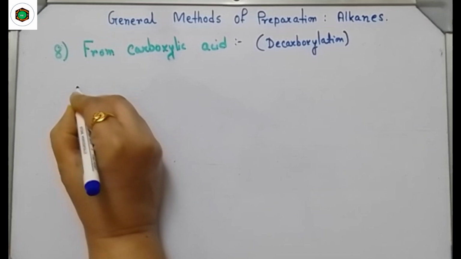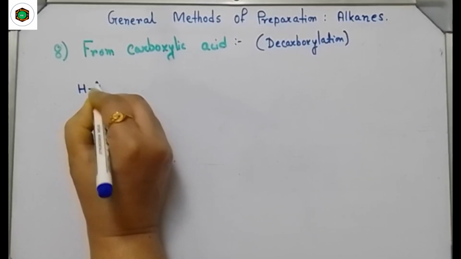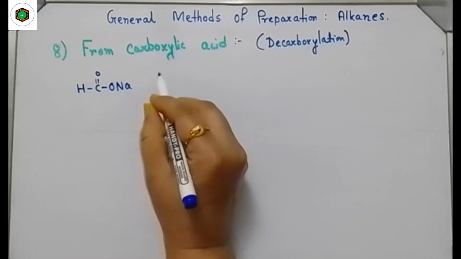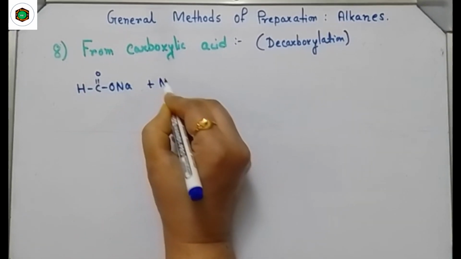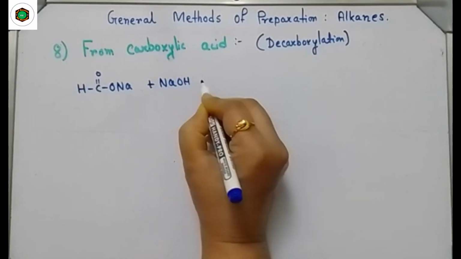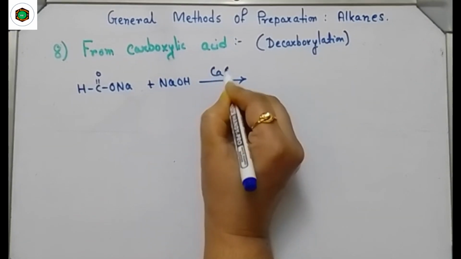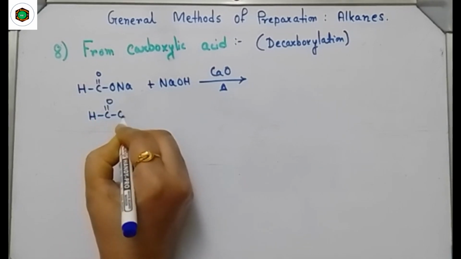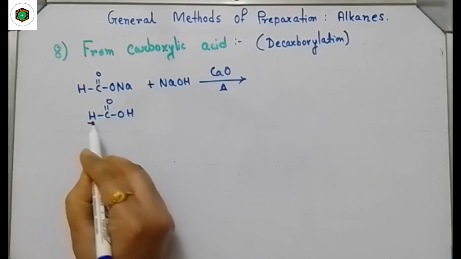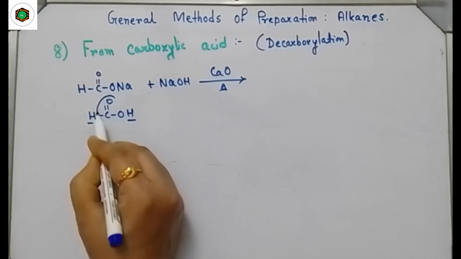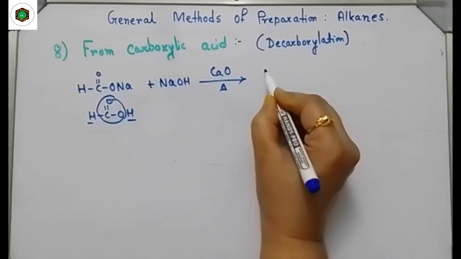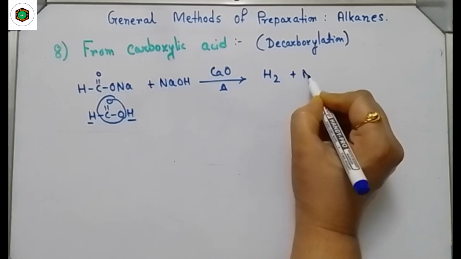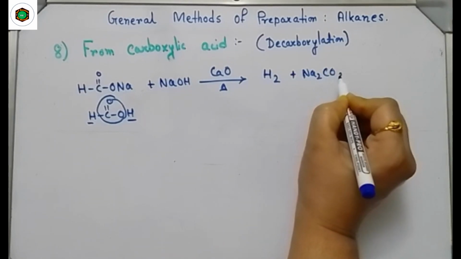Now see, if you are having sodium formate, sodium salt of formic acid, if you treat it with soda lime, so what will happen? Just think about carboxylic acid, this formic acid. So what you have to do? You have to eliminate this carbon dioxide. So you will get hydrogen plus from here you will get sodium carbonate.